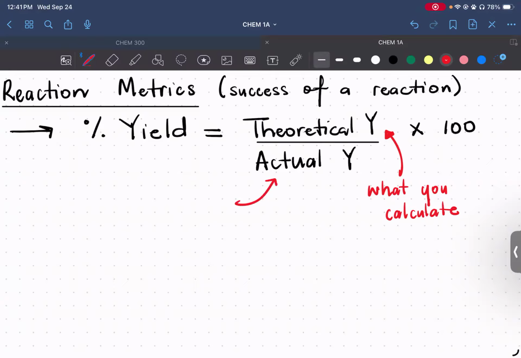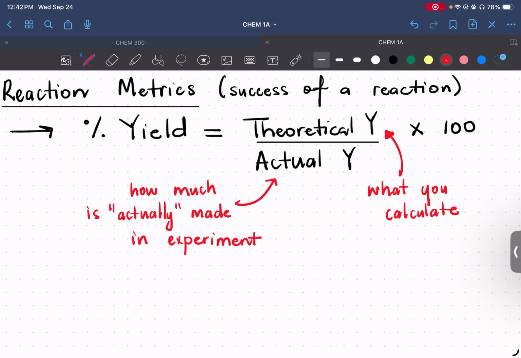The actual yield is how much is actually made in the experiments. This is a key distinction. You see, the truth is, as much as we'd want to believe it, not every reaction is 100% successful. There are many factors at play that affect the success of a reaction.